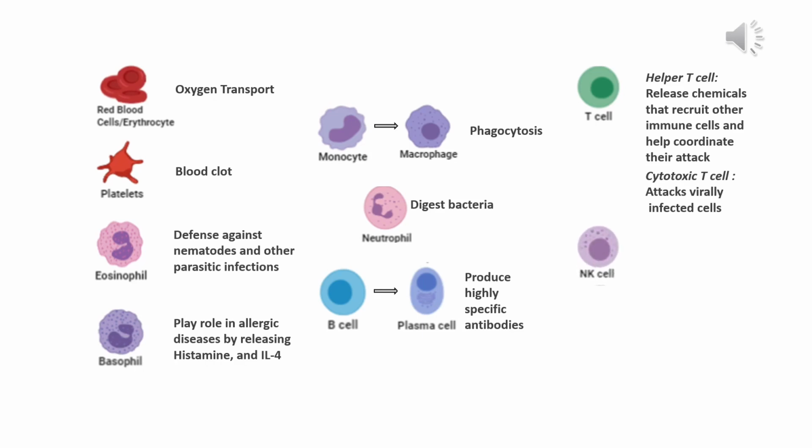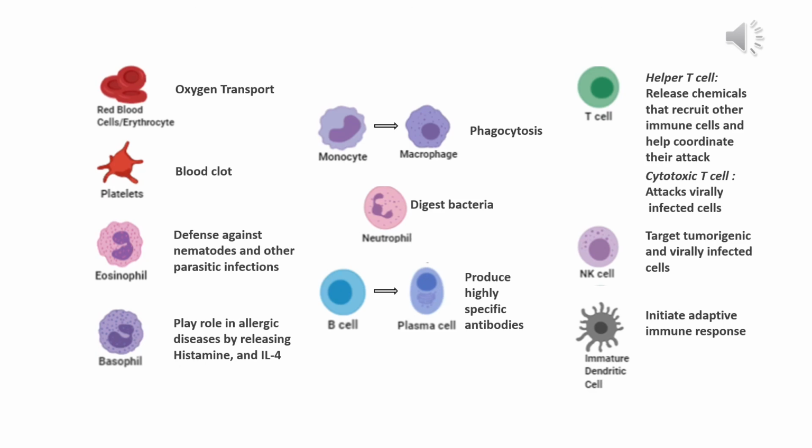Another very important type of cell found in circulation are natural killer cells or NK cell. These NK cells identify and kill tumorigenic and virally infected cells. Last but not the least, immature dendritic cells, upon maturation, initiate adaptive immune response.